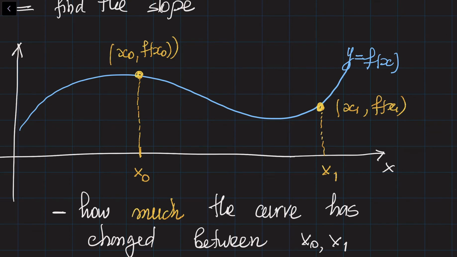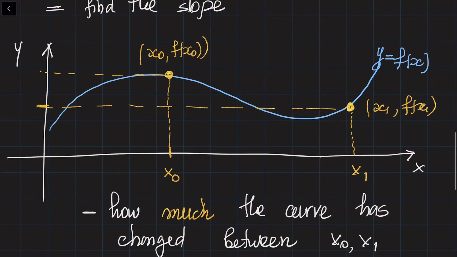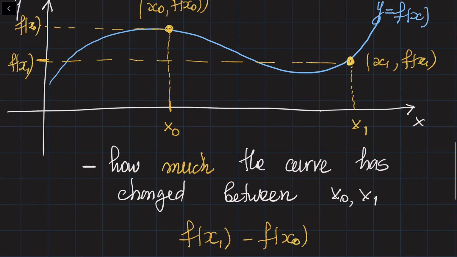So if you look at the heights, let me try to draw this. So this is the height 1, this is f of x1. This is the height 2, this is f of x0. If you subtract, it's going to tell you how much your curve has changed. So actually it's decreased, so that's why you're going to get the negative value here.